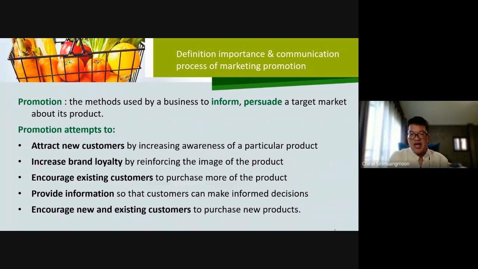Then the third one, encourage existing consumers to repurchase or buy more of your products. With promotion, you can increase the rate of usage, or increase the amount of the product that they will use. So you might try to use some tools to increase this. This is the third one, encourage existing consumers.